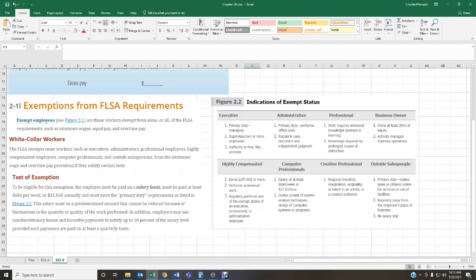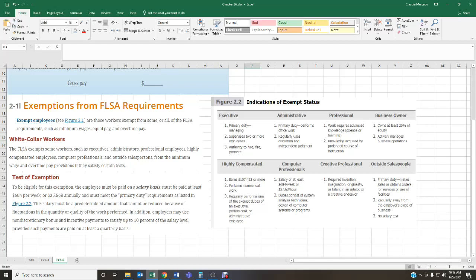If you are a highly compensated employee that earns more than $107,432, performs non-manual work, and regularly performs one of the exempt duties of an executive, professional, or administrative employee. We've got our computer professionals. We've got our creative professionals. This requires invention, imagination, originality, or talent in an artistic or creative endeavor. And outside salespeople. So if you fall under any of these categories, you can classify as being a white collar employee.